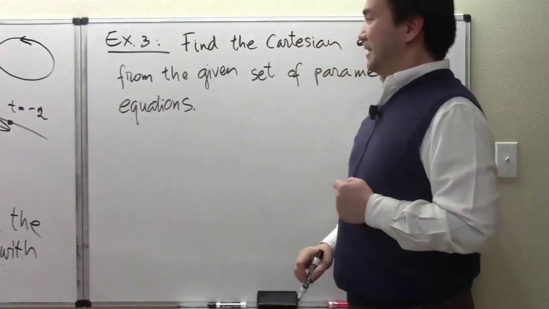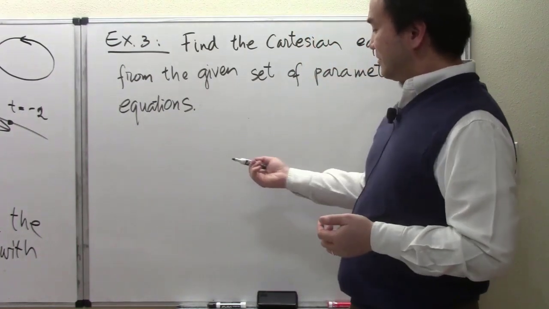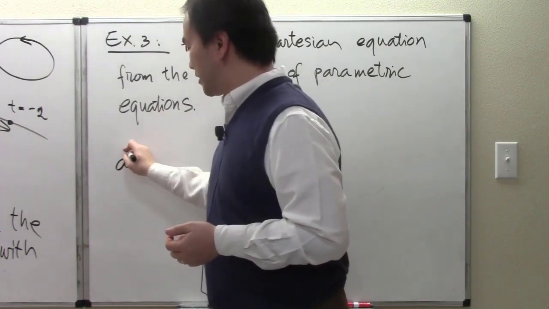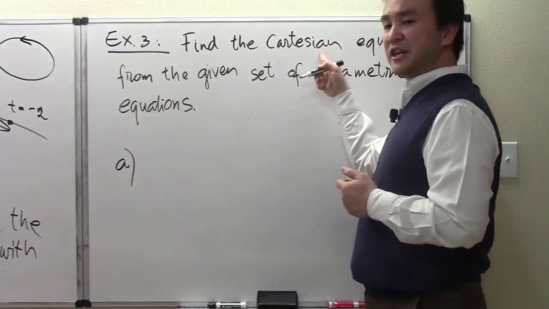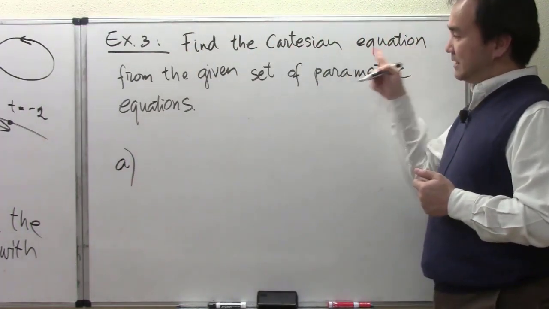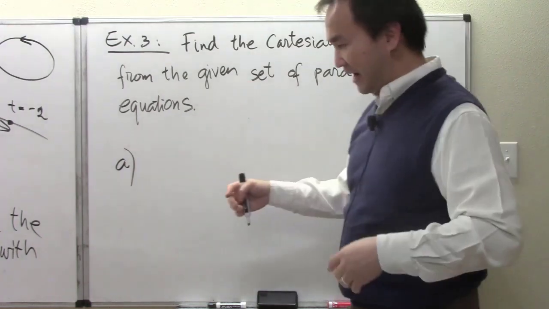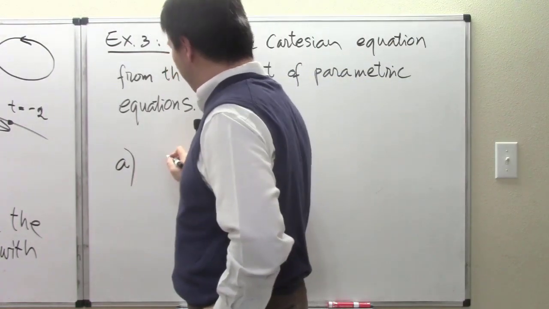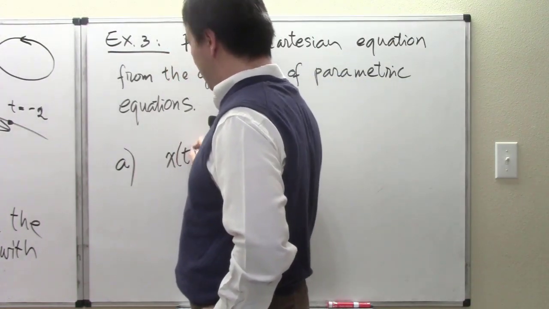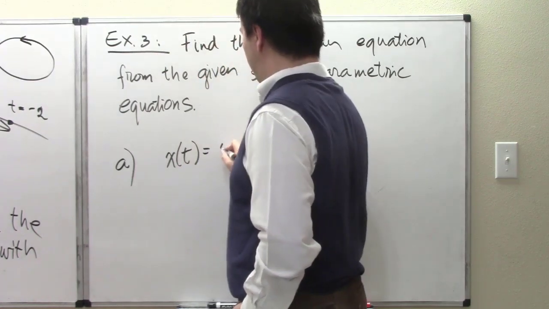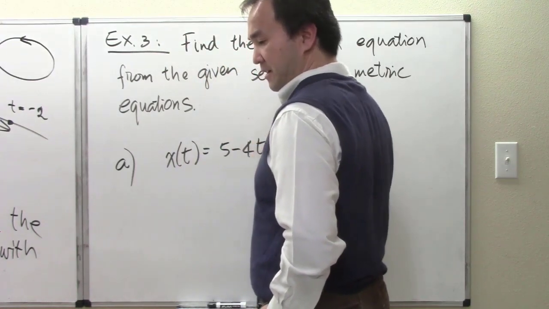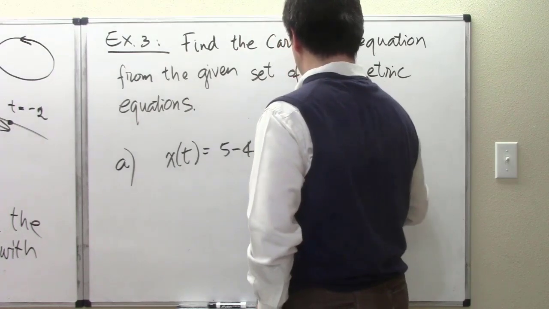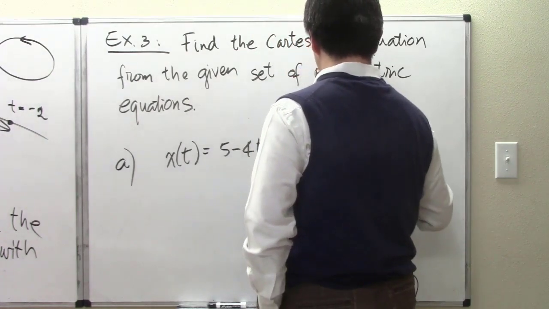Okay, so now I'm going to write down part A, and I will explain what it means by find the Cartesian equation from the given set. So we have to know what our given set is first. So our given set of equations here is, how about x of t is 5 minus 4t, and y of t is 2 plus 4t.